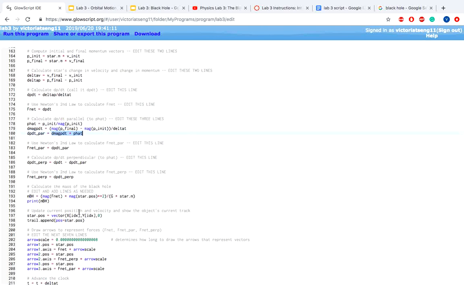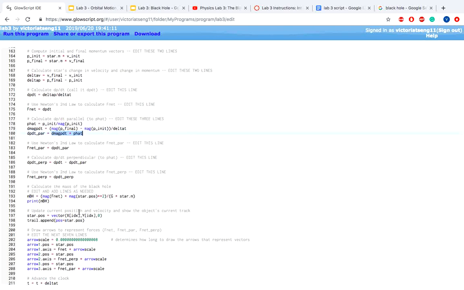We set dp/dt equal to delta p over delta t, and from Newton's second law, we know that this is equal to the net force. We know that p hat can be found by doing p initial divided by the magnitude of p initial. d mag p/dt is found by doing the magnitude of p final minus the magnitude of p initial all over delta t, and dp/dt parallel is found by doing d mag p/dt times p hat.